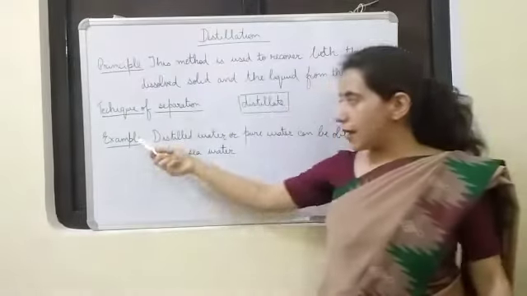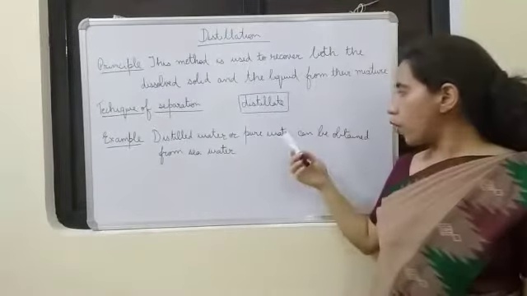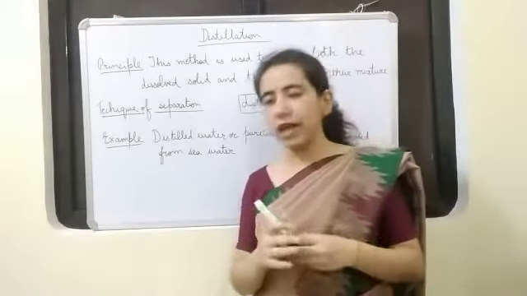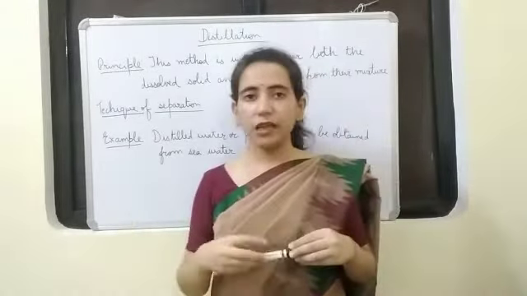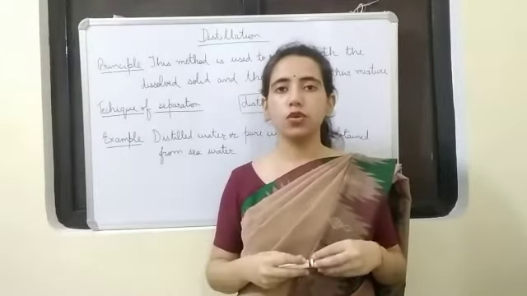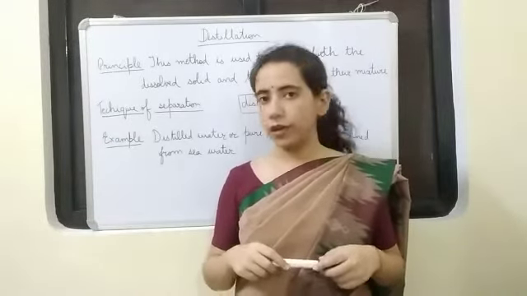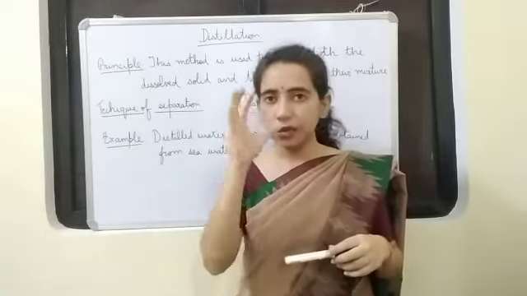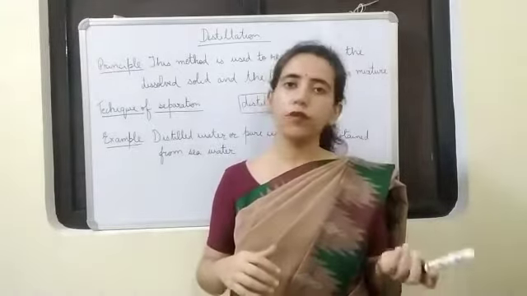Now what is the example? Distilled water or pure water can be obtained from sea water. The water present in the sea has so many salts and minerals dissolved in it. It is not fit for drinking. So what can we do? We can obtain pure water, or in clearer terms, distilled water, from that.